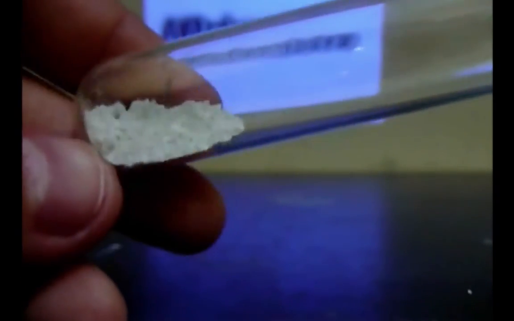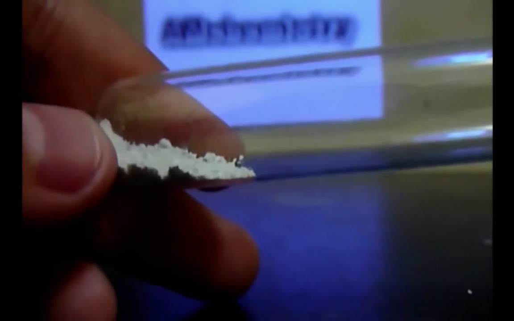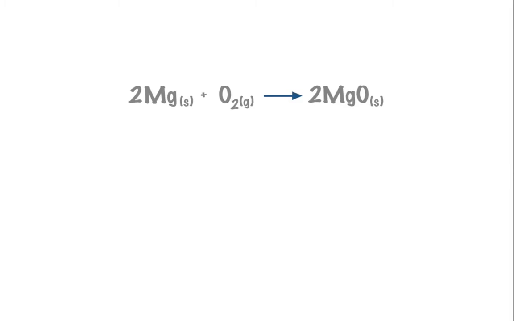And this is a solid. It becomes like a grayish powder that looks kind of like ash, or like after a campfire, you have the gray ash that's left over from the wood burning. So let's take a really close look at this reaction to see what's actually happening.